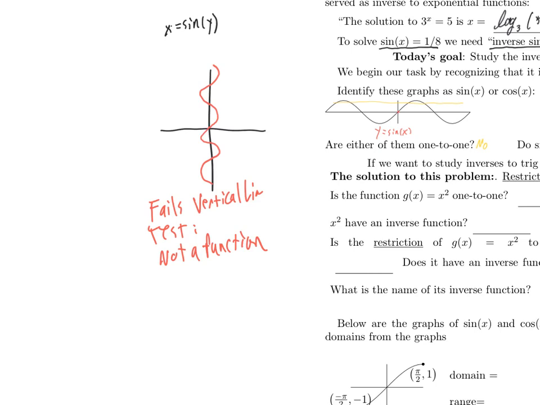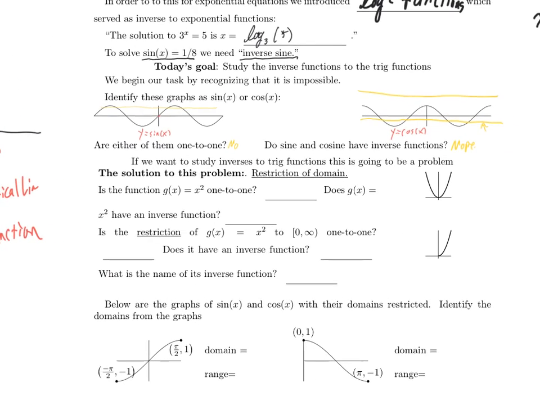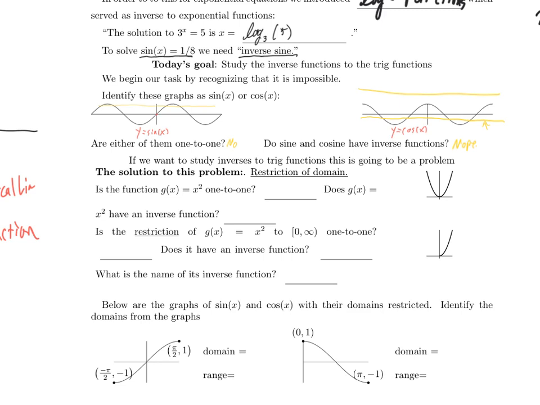So, trig functions don't have inverses. If you try to invert them by just flipping over the line y equals x, you will get something that violates the vertical line test. But I still want to study inverses to trig functions, so I need to figure out how to get past that. And the truth is, we've already gotten past that in one case.